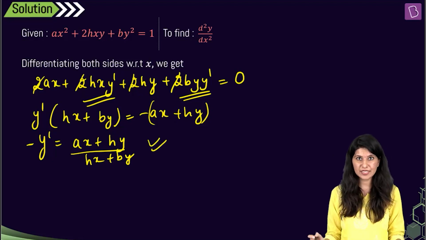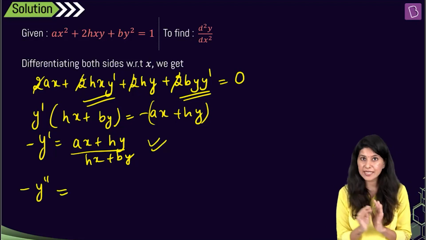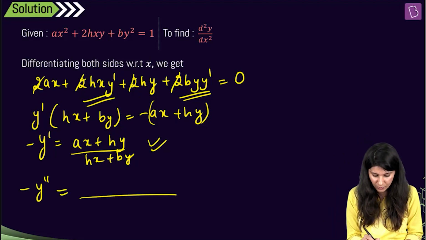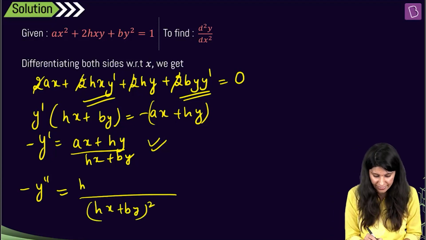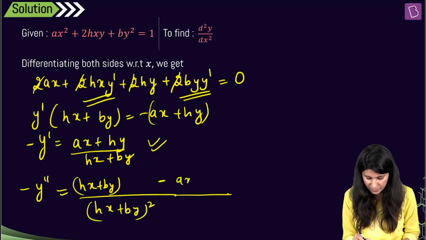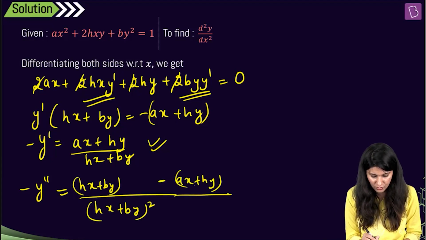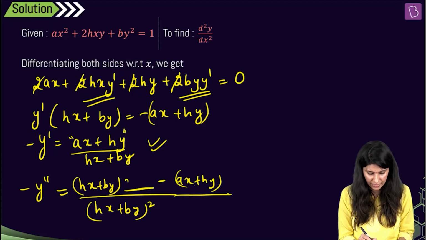Now I need to differentiate this again. If I differentiate this again with respect to x, y double dash we are going to get, right? So that would be (hx plus by) whole square. I am applying the quotient rule. (hx plus by) as it is, and here (ax plus hy) as it is. So differentiate ax plus hy over here. What do I get? a plus hy dash.